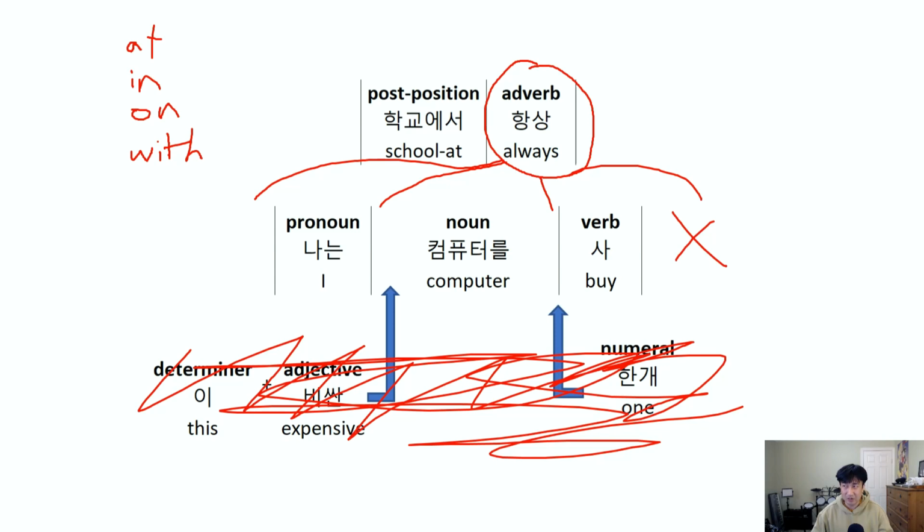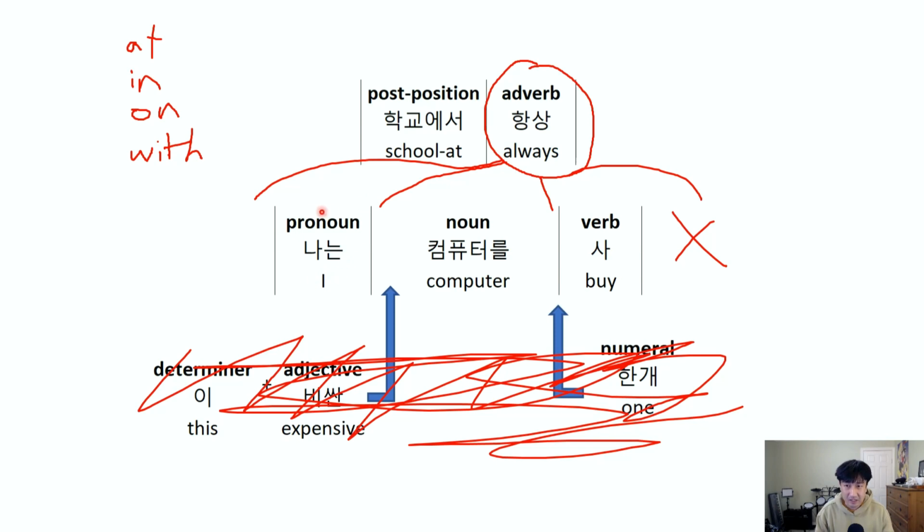It can't go at the very back, but just like postpositions, you can put them anywhere else. So you can say "I always computer buy." That makes perfect sense. You can say "always I computer buy." I always buy computers. Or "I computer always buy." That makes sense too. If you have both postpositions and adverbs, you can mix and match them anywhere in the sentence.